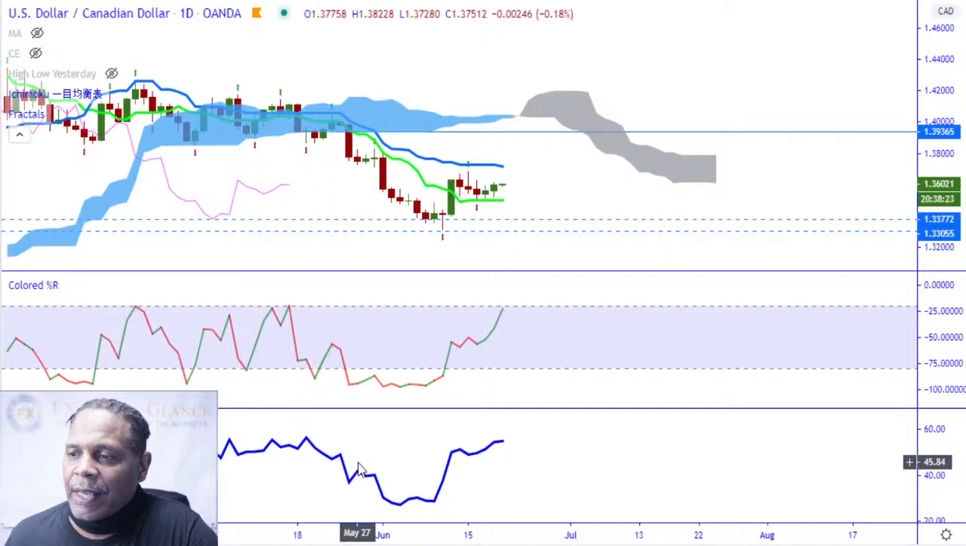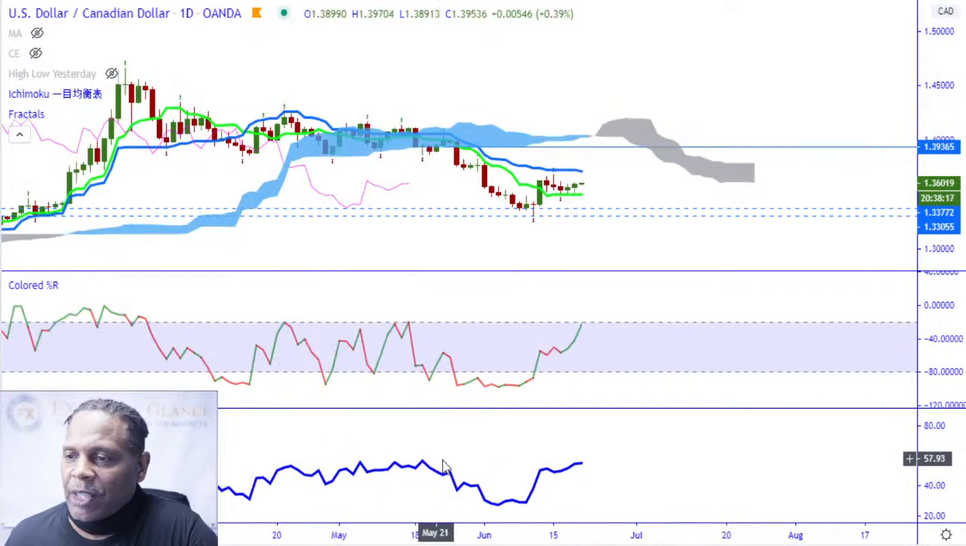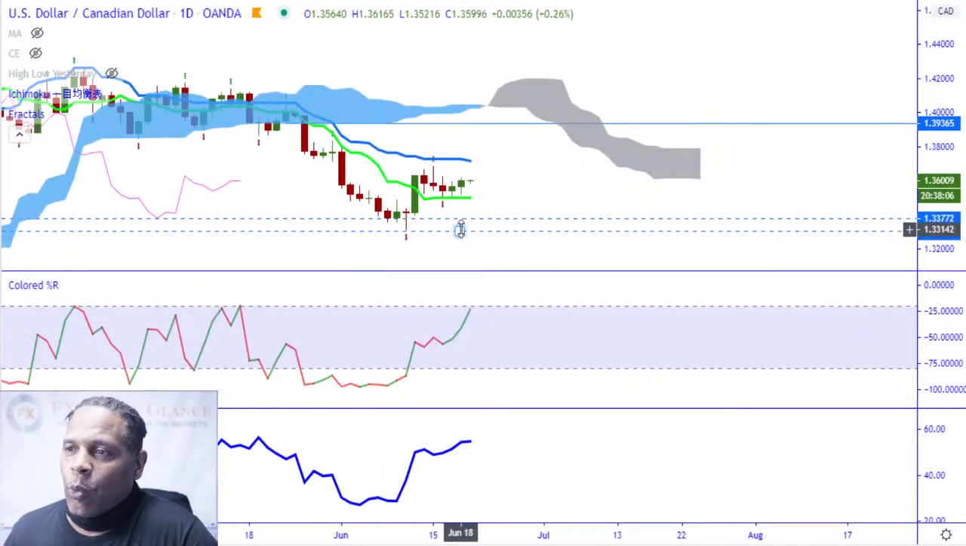And I don't really see any, like what I'll look for now is hidden divergence, which would be continuation to the downside, which we could still see. If this moves up a little bit higher, we'll probably see hidden divergence, and that'll be continuation to move to the downside. So we want to still get through this level.